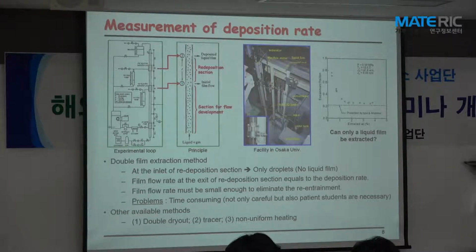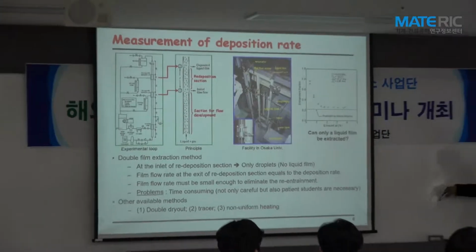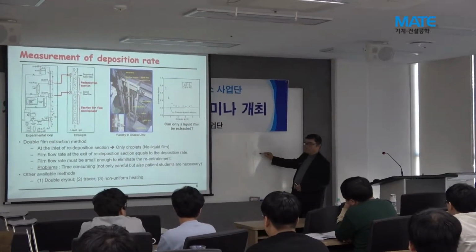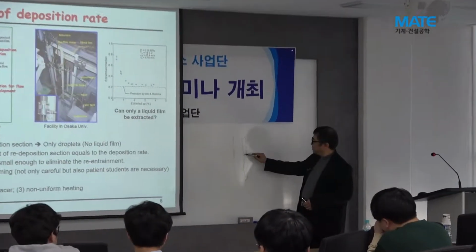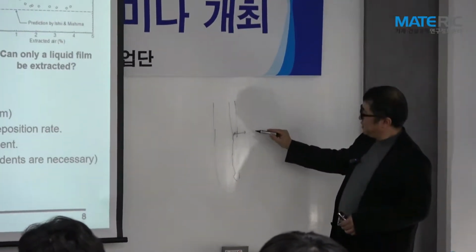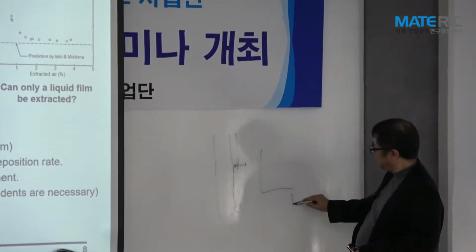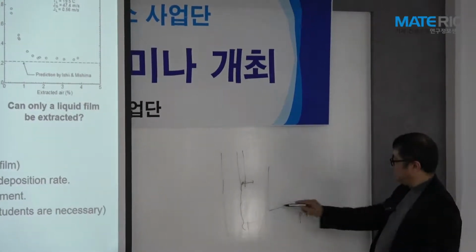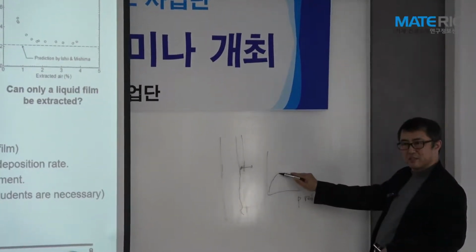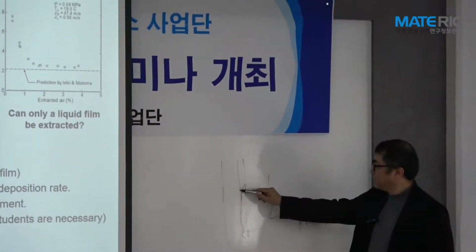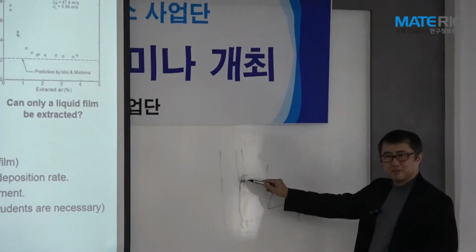The expected situation is like this. This is the extraction section, and the liquid film is first like this. As the pressure is decreased, first only some liquid is removed, with pressure reduction. Water is extracted. However, if all the liquid is extracted, after that air comes out with the liquid film.